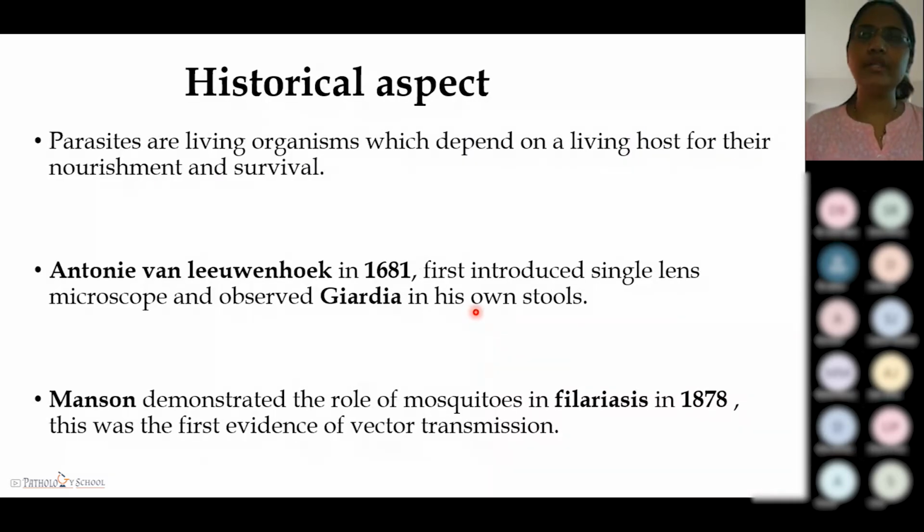So first, what are parasites? They are the living organisms which depend on a living host for their nourishment and survival. We will see the historical aspect.